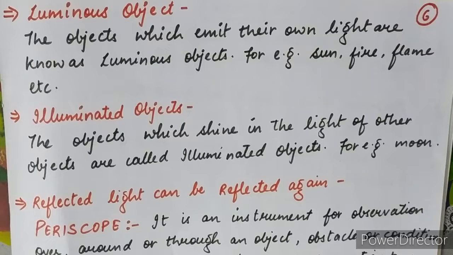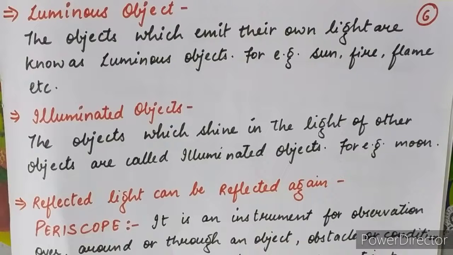We discussed yesterday the regular and irregular reflection. Irregular reflection is also known as diffused reflection. We also discussed the formation of an image by a plane mirror, in which one important definition we studied is lateral inversion. In lateral inversion, the left seems to be right and the right seems to be left.